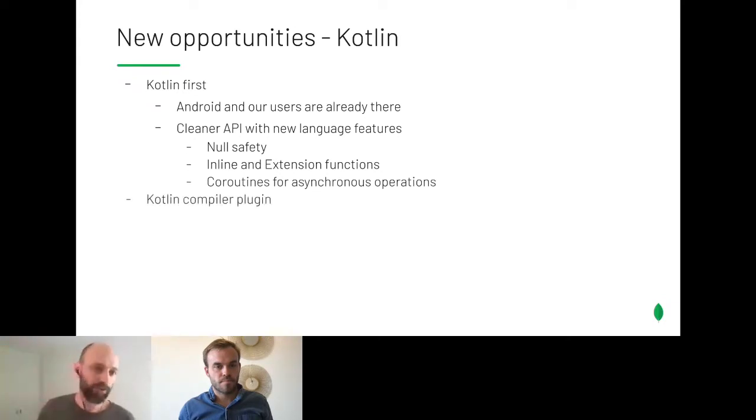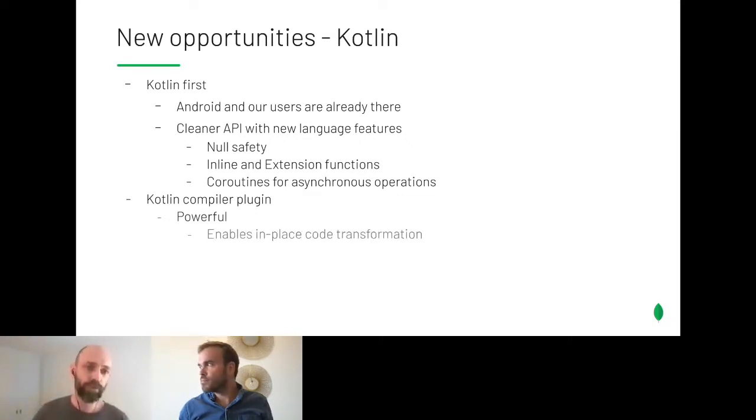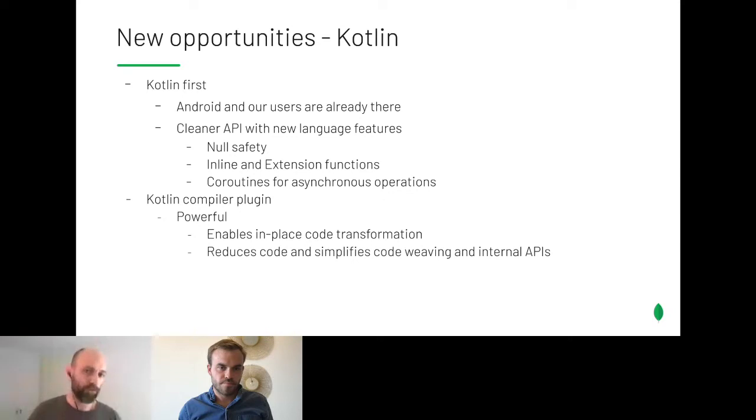Another key feature of Kotlin is the Kotlin compiler plugin mechanism. This is a very powerful mechanism that can substitute our current preprocessor approach and byte manipulation approach. So instead of generating code along the user classes, we can do in-place code transformation. This reduces the amount of code we need to generate and simplifies our code weaving approach, and therefore also our internal APIs.